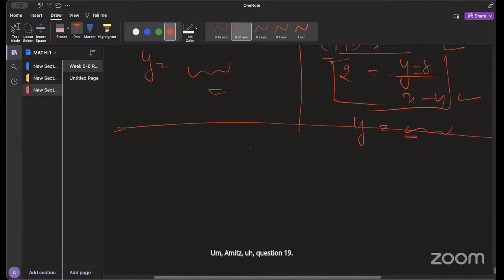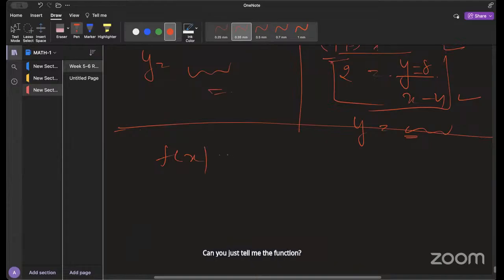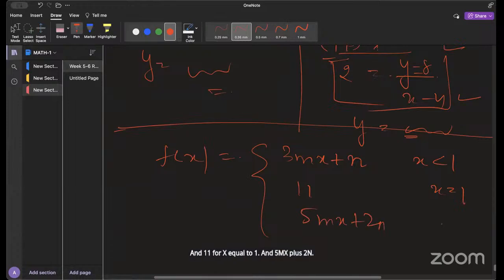They have given a piecewise defined function and they have told that it is continuous, and we have to find the value of m plus n. Can you tell me the function? It is 3mx plus n for x less than 1, and 11 for x equal to 1, and 5mx plus 2n for x greater than 1.